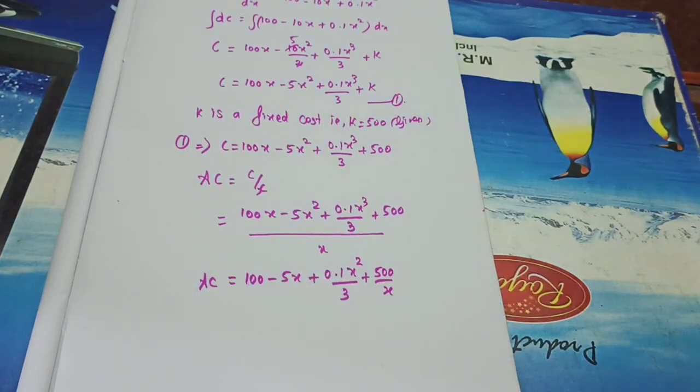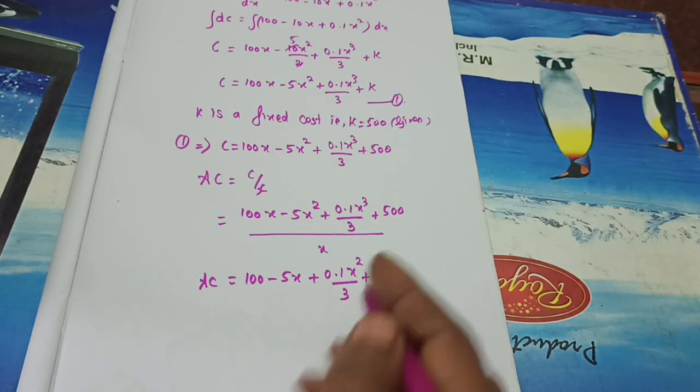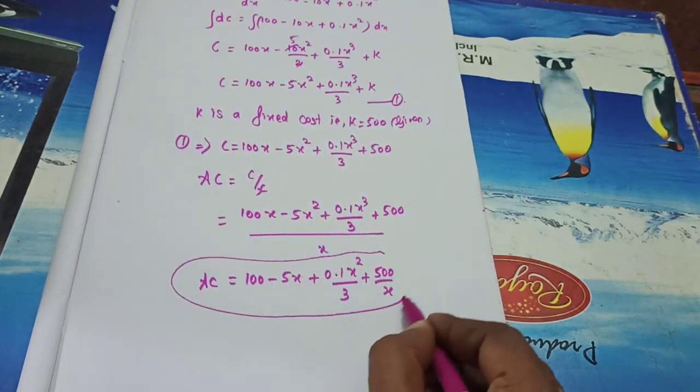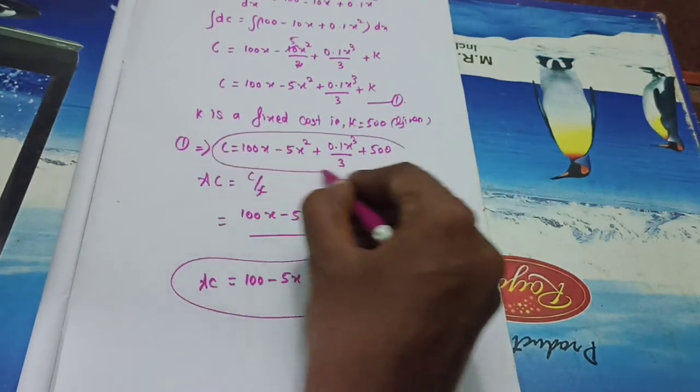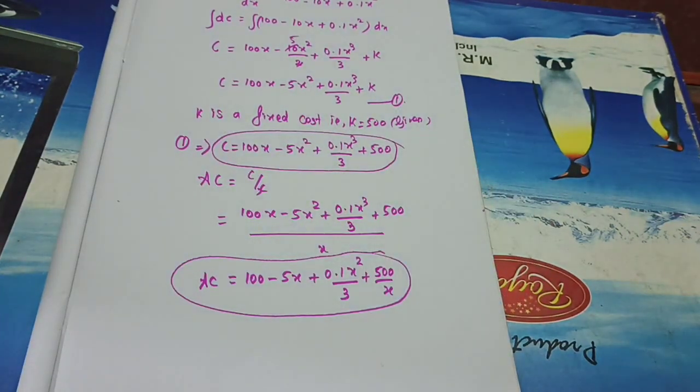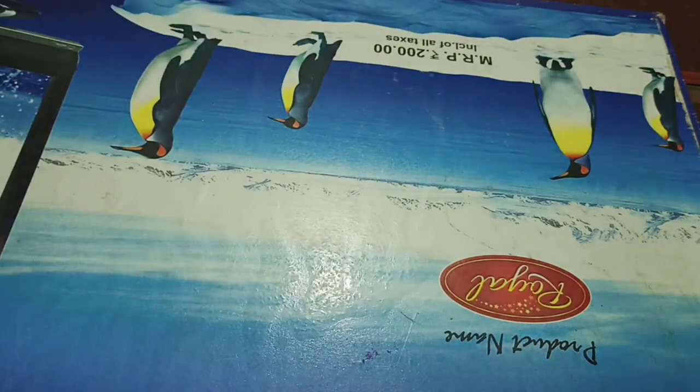In your question, they asked you to find the total and average cost function. So this is the answer for average cost function. This is the answer for total cost function. Understand that much? Have you got it? Okay. Let's move to the next question.